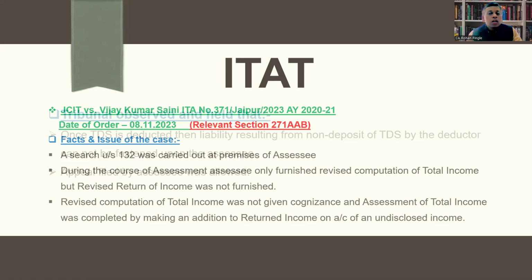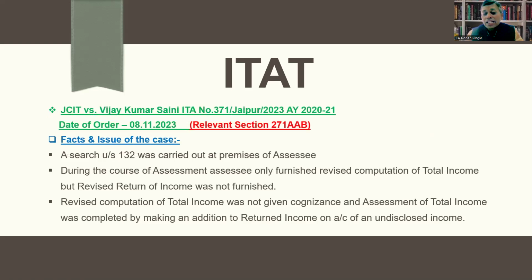Second case, JCIT versus Vijay Kumar Sayani, ITA number 371, Jaipur ITAT 2023, assessment year 2020-21. Date of order 8 November 2023, and the relevant section is 271AAB of the Income Tax Act 1961. Let's understand the facts and issue of the case.